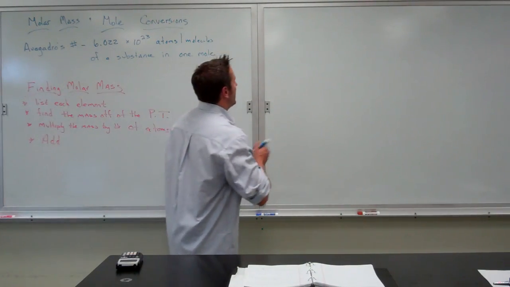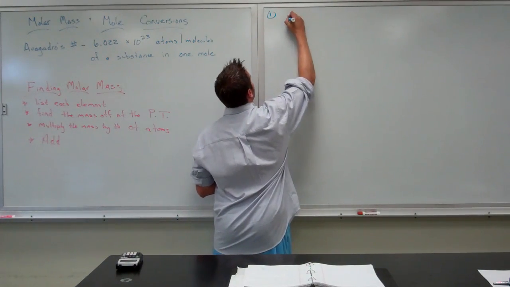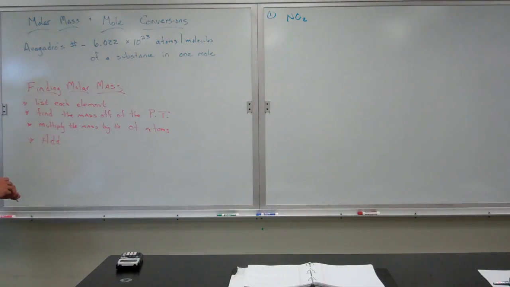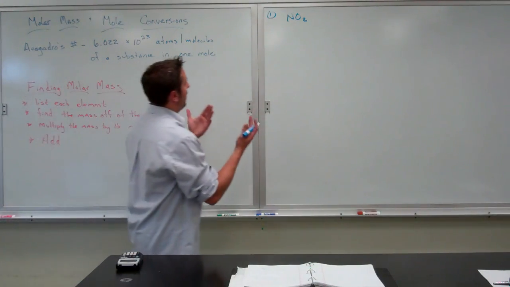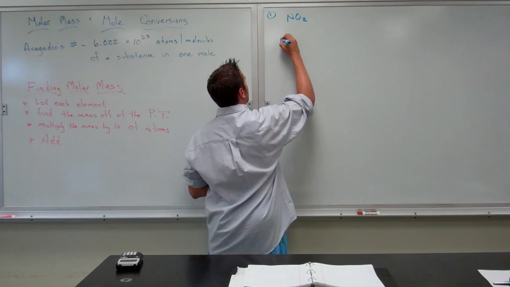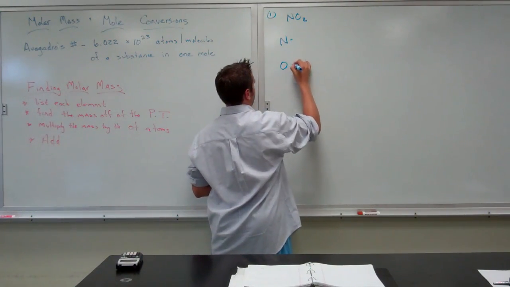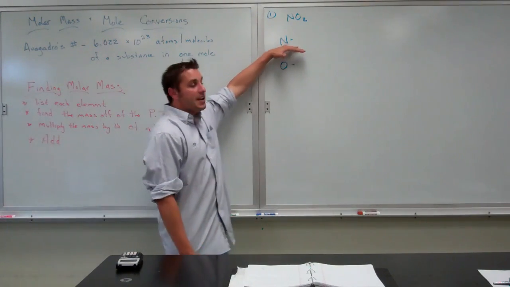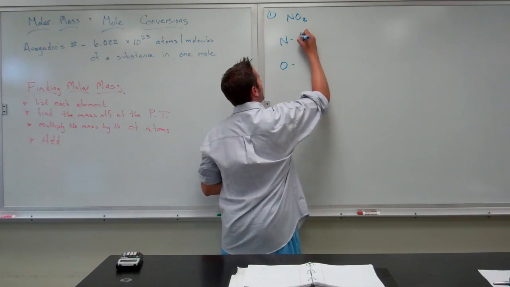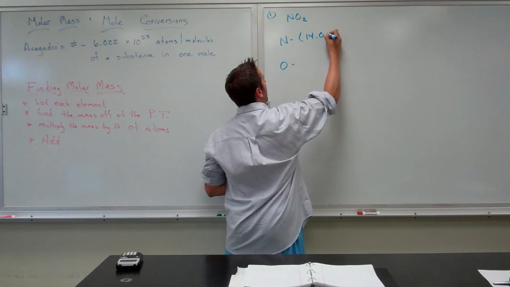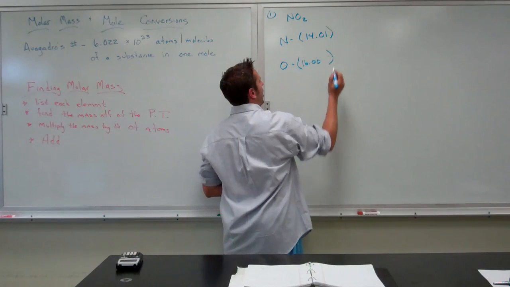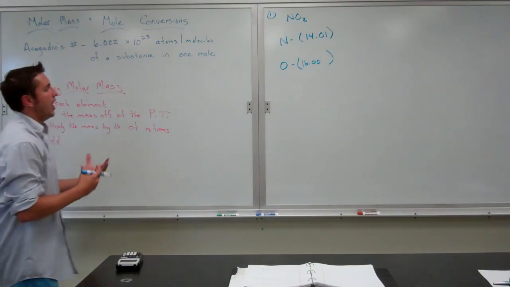First example would say something like, what is the molar mass of NO2? Find the molar mass of NO2. If I'm going to do this, try to follow these steps. List each element separately. So if I look up here, it looks like I have nitrogen and oxygen. 2. Find the mass off of the periodic table. If you find nitrogen on the periodic table, its decimal number is 14.01. Oxygen's is 16.00.